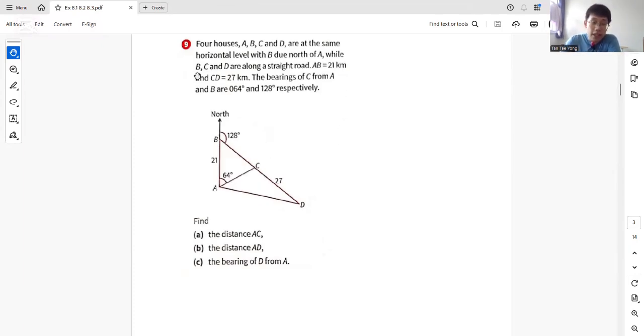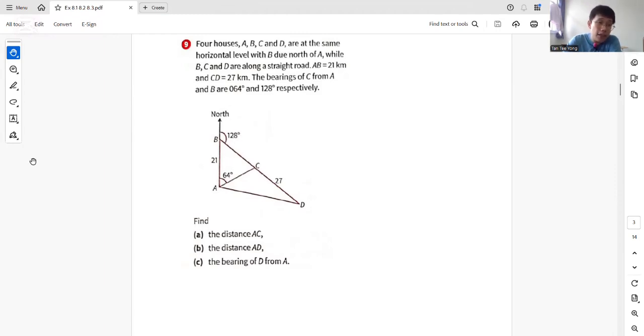B, C, and D are along a straight road, so this is supposed to be a straight line. AB equals 21 km, which is labeled here, and CD is 27 km, also labeled here. Then the bearings of C from A and B are 64 degrees and 128 degrees respectively. It's all labeled on the diagram. So part A.